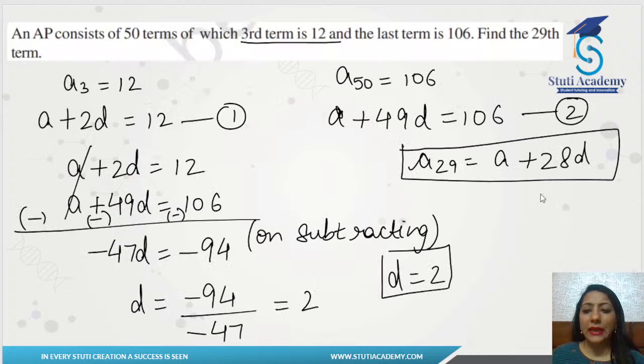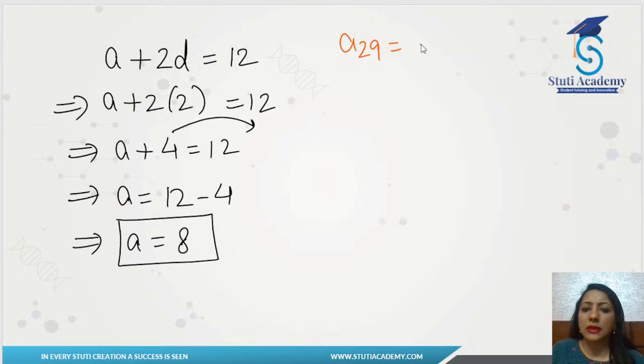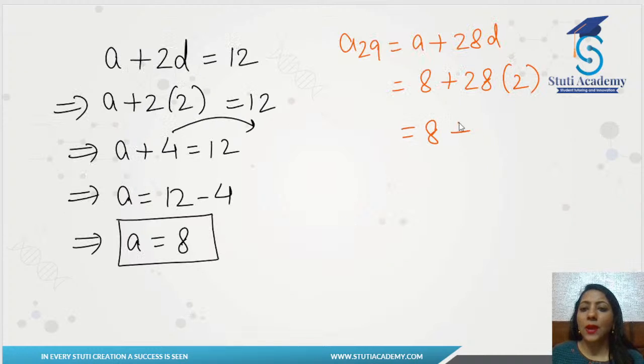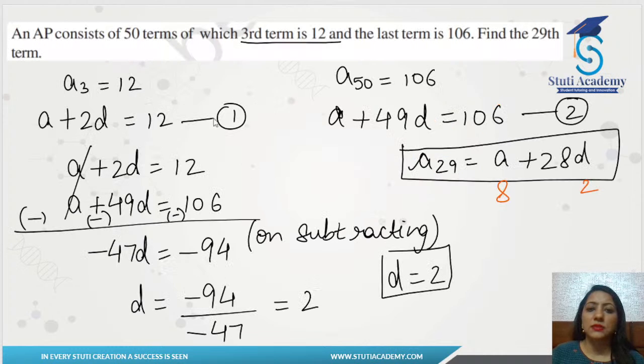Now we have got A as 8 and D as 2. We can put the values here and accordingly we will solve for the 29th term. So the 29th term is A plus 28D. We have A as 8 and D as 2. So this is 8 plus 28 into 2. That is 56 here. So 8 plus 56 would be 64. So the 29th term here is 64. And that is what was asked in the question: find the 29th term of the AP.